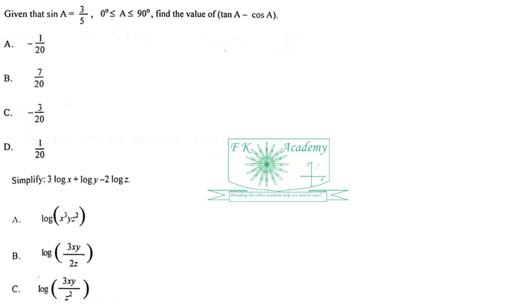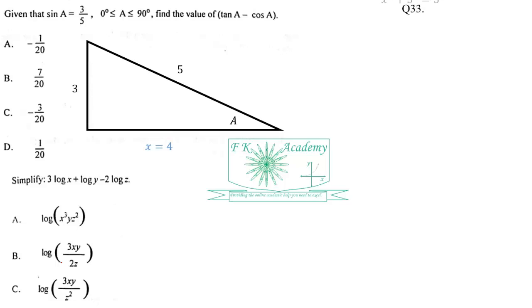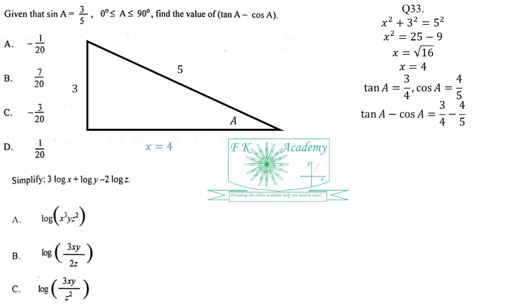Given that sine A is equal to 3 over 5 and A lies in the first quadrant, find the value of tan A minus cos A. We can illustrate the angle A in the right angle triangle, then solve for the missing side, which is 4. Then we find tan A and cos A from the triangle. When we subtract, we obtain negative 1 over 20.